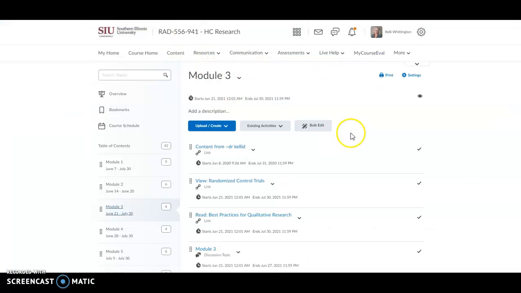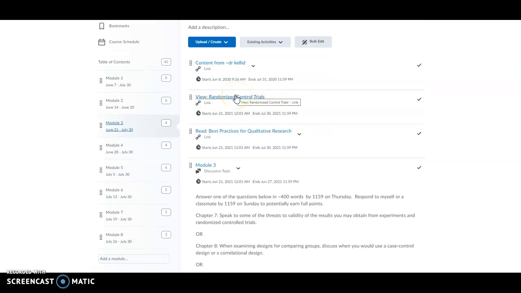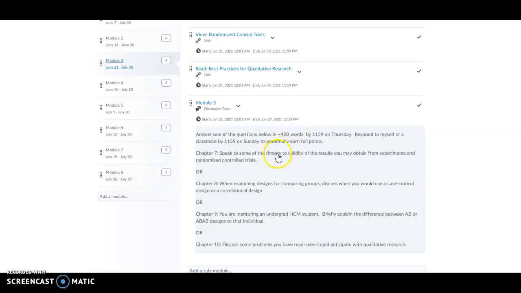Now, if we look in our module 3, we've got our content here that I'm talking about. I've got a video on randomized controlled trials, best practices for qualitative research, and then our discussion board. You have 4 different options here, one from each chapter, so you can choose one of these to discuss. And be sure you have that in by Thursday, and then respond to a classmate or myself by the end of our module on Sunday the 27th.